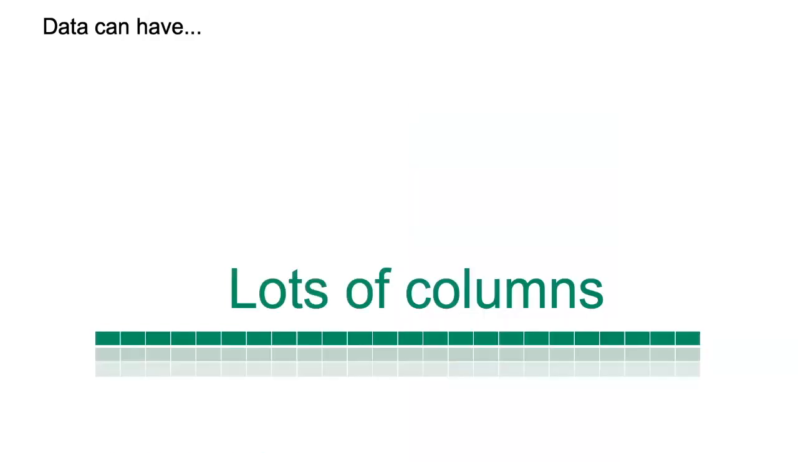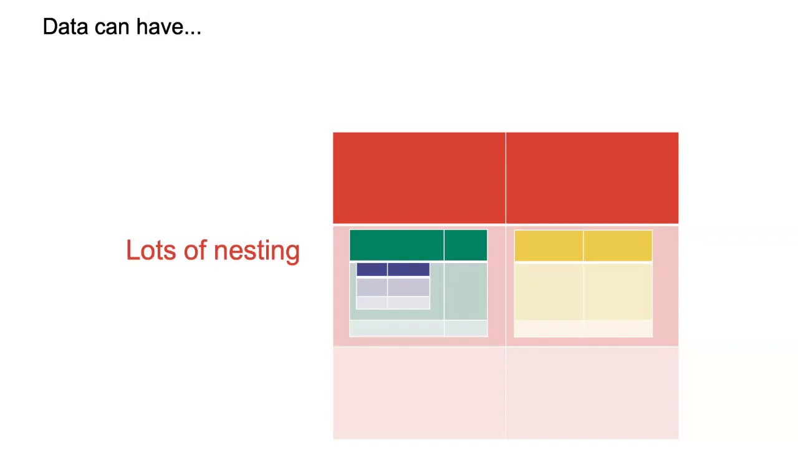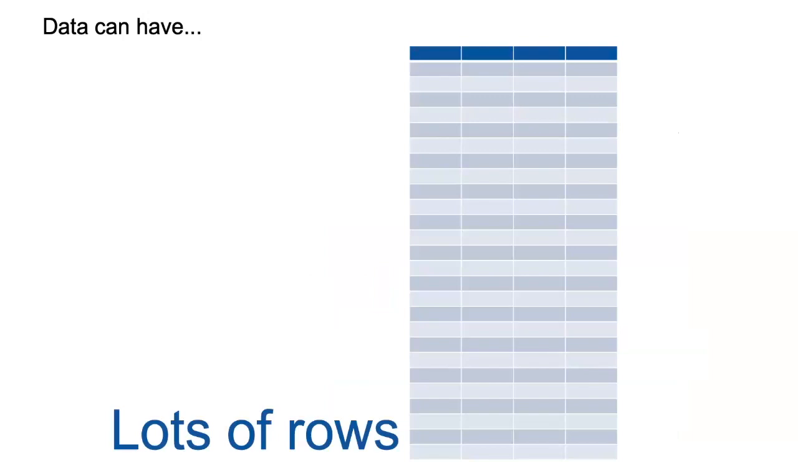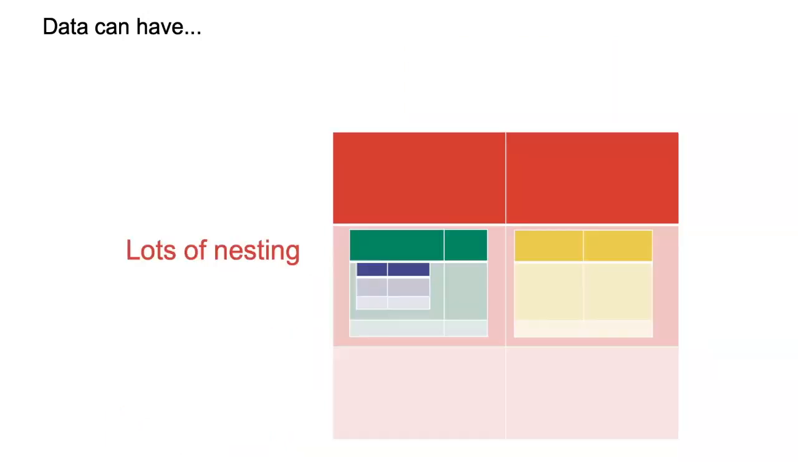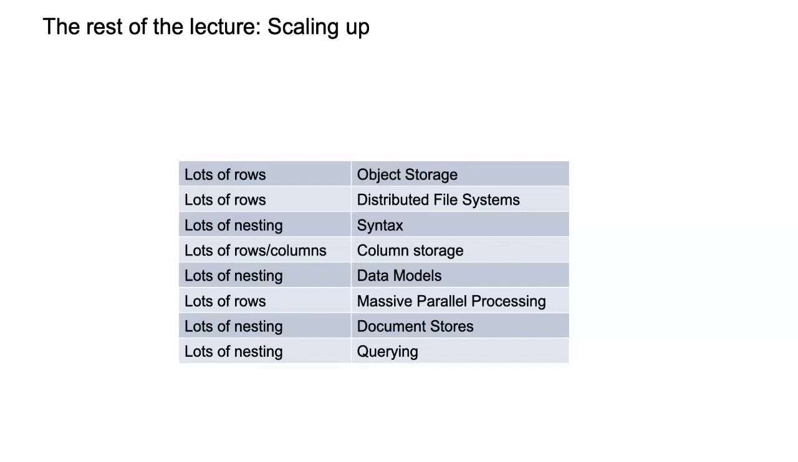So lots of rows, lots of columns, and the third dimension, lots of nesting. You can have a table in a table in a table in a table at plenty of levels. So these are the three ways that we go towards big data on the model. Lots of rows, lots of columns, lots of nesting. Basically, if you look at the rest of the lecture, this is more or less going to be every week one of these three or two of these three, right?